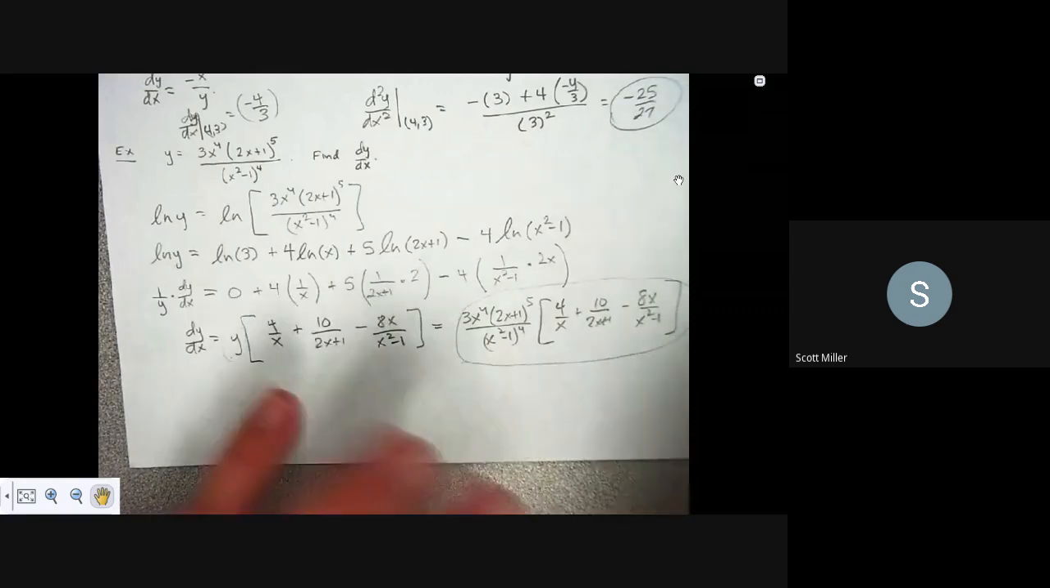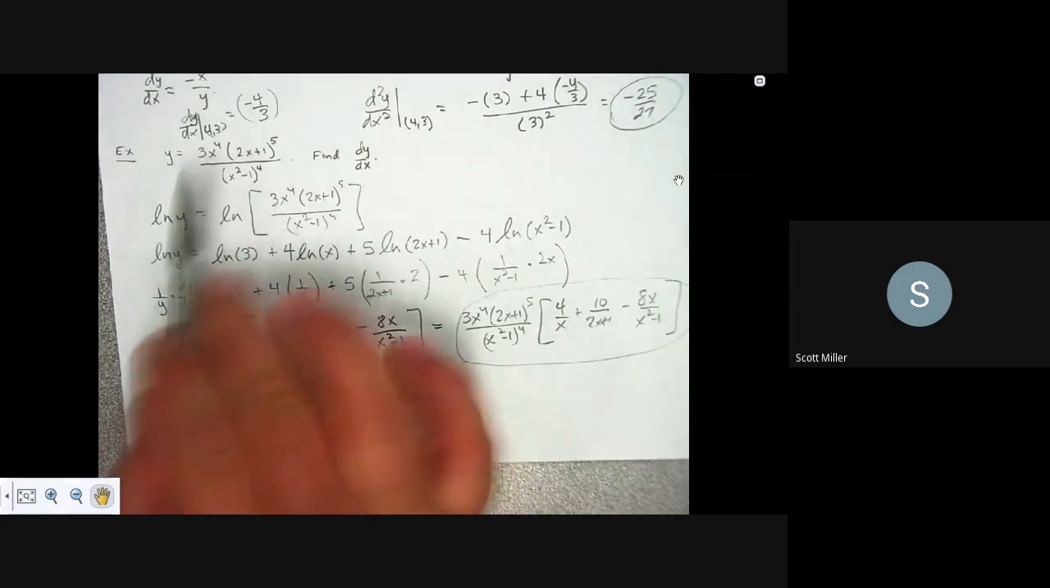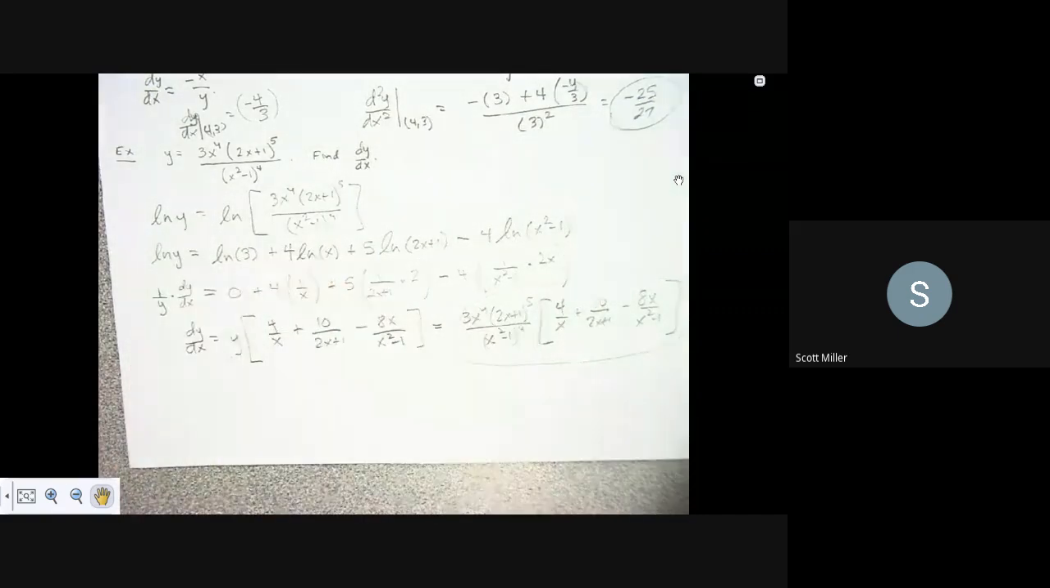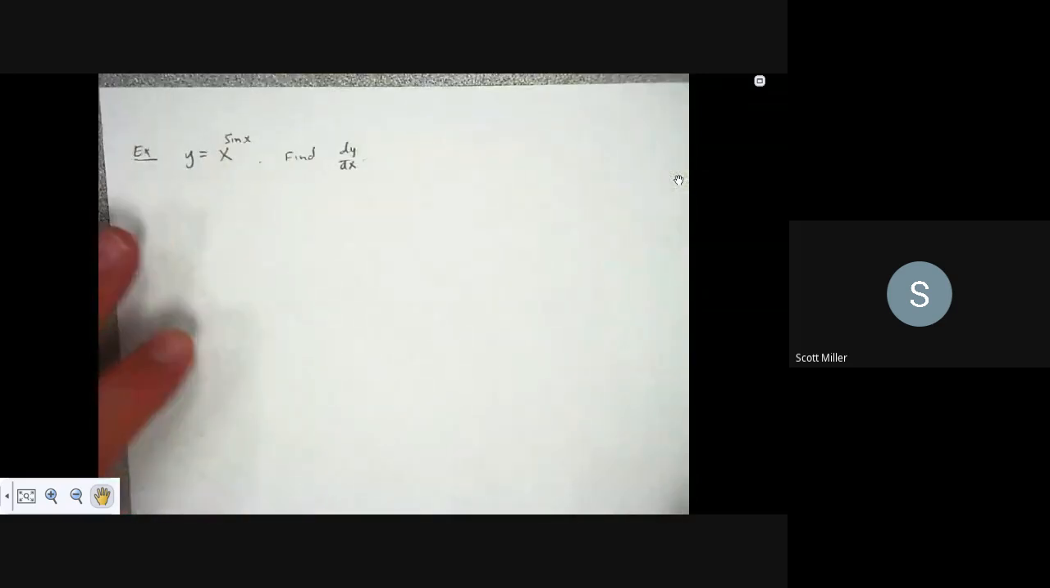Very, very crazy looking. Okay? But that's how you do it. Logarithmic differentiation with a bunch of product stuff. Okay? I do have one more example that uses this rule. Let's go ahead and look at that now. That was the other example I gave you.